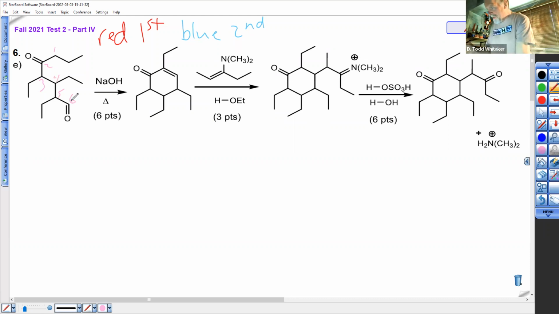And number 1 has an ethyl on it. Number 2 has a carbonyl. 3 has an ethyl. 5 has an ethyl. And 5, wait, did I do that? 3, 5, look at that. What a silly person. 3, 4. 4 has an ethyl too. 5 has an ethyl. And 6 used to be a carbonyl.